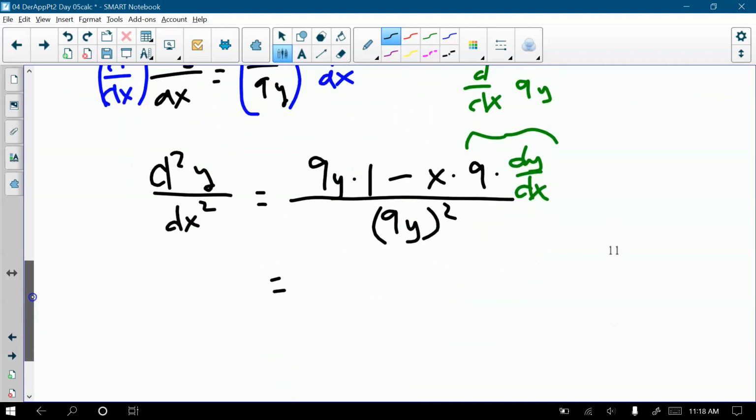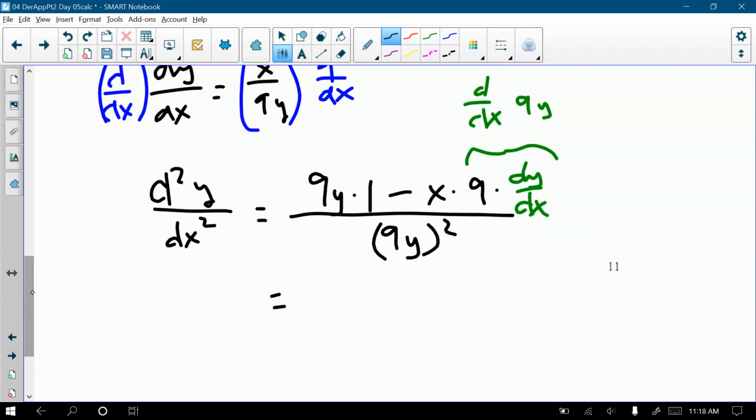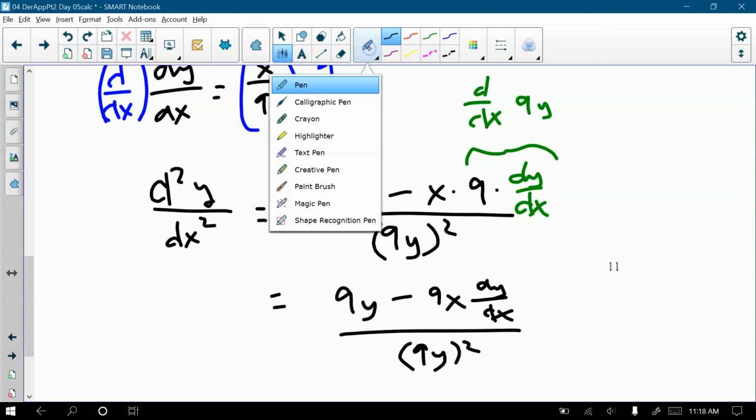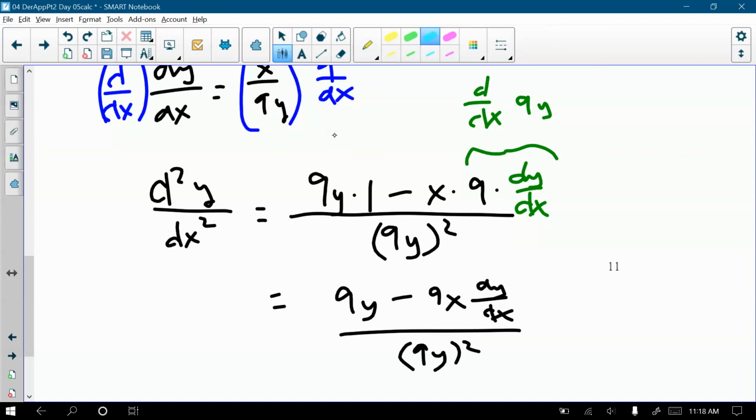Okay, next. Let's simplify this. We get 9y minus 9x dy/dx over 9y squared. That's our second derivative. That's not terrible. I'll tell you that in my experience, students, if they were to make an error on this problem, would forget that part right there.